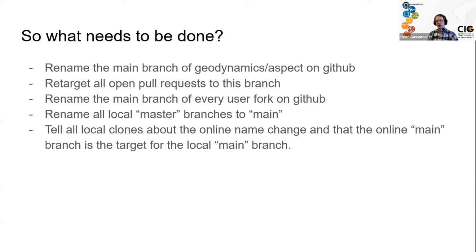Then we will have to rename the main branch of every user fork on GitHub. This is something that you will have to do with your fork of Aspect if you already have one. But that is easy to do because GitHub will show you a notification once I have changed the main branch. And you will just have to click on a button on that notification that will automatically take over the changes into your repository. And finally, all the local branches that you have in your Aspect repositories will need to be renamed from master to main. This is something that you will have to do, but it's just a 4-line command. And I will show it to you and will also do it at the same time so you can follow along.